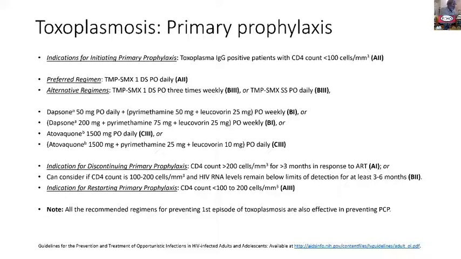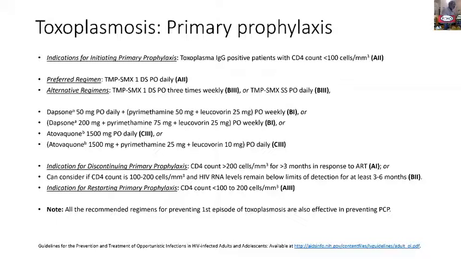In terms of primary prophylaxis, now this is someone who is toxoplasma IgG positive with a CD4 count less than 100. That is the indication. It's either sulfamethoxazole, 1 double strength tablet a day or 2 single strength. Alternatively, you can give a double strength tablet 3 times weekly or a single strength tablet daily.